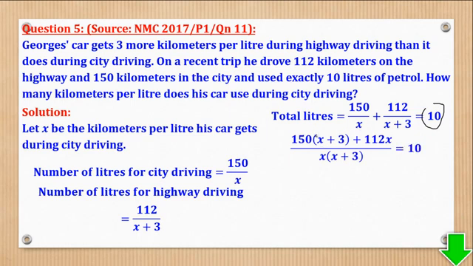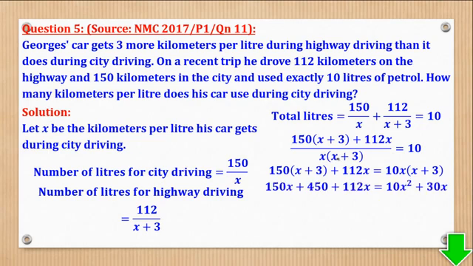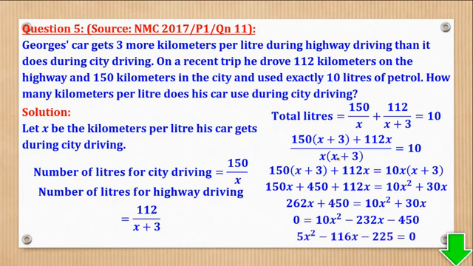So what I've done, I've got the LCM. LCM is X times X plus 3. Then this LCM divided by X, you remain with X plus 3 times 150 to give you this part. Then also this LCM divided by this, you remain with only X times 112 to give you 112X, equal to 10. Then I will cross multiply and open brackets. Then simplify. Collect like terms. Now what I've got is a quadratic. Let me first reduce it.